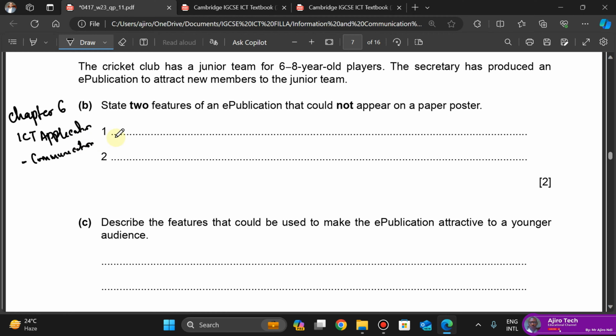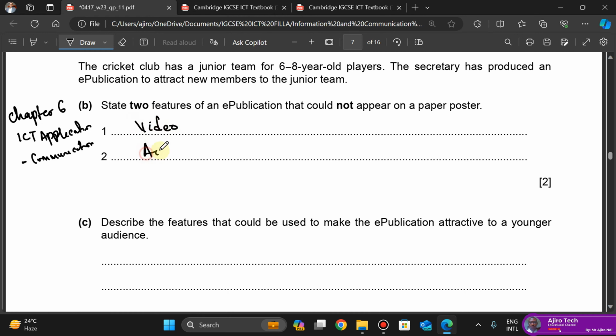Now, they said state two features of an e-publication. When we talk about e-publication, it is electronic publication. We have various kinds of publication. We have e-newspapers, e-magazines, e-libraries, e-books. Those are the 4 types of e-publications that we have. Okay. Now, two features that will not appear on a paper poster. What will not appear on it? Now, we have videos. For an e-publication, two features are video.